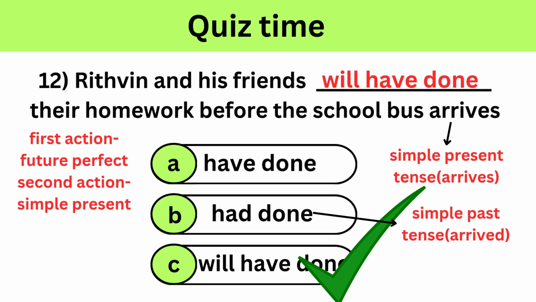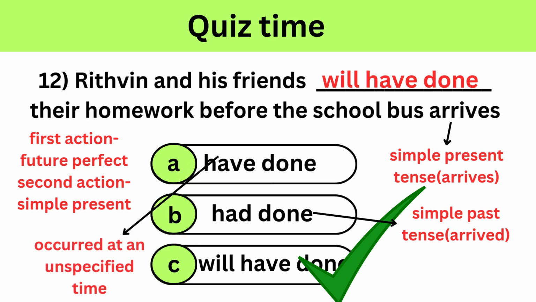Have done is used for actions that occurred at an unspecified time in the past. In this sentence, Ritwin and his friends have done their homework before the school bus arrives. The phrase before the school bus arrives specifies a future time, making the present perfect tense inappropriate, so we cannot use have done here.